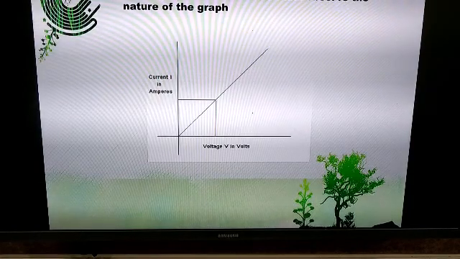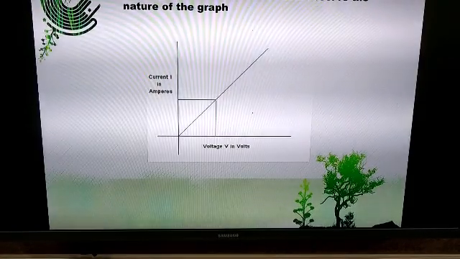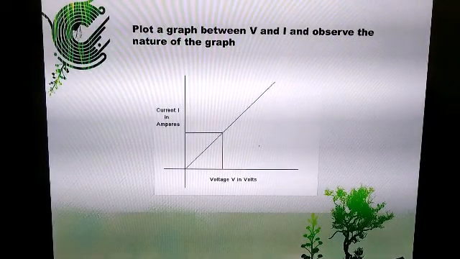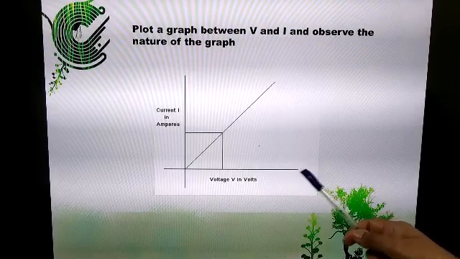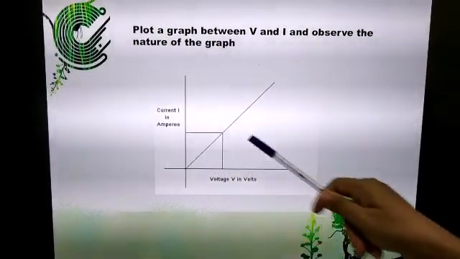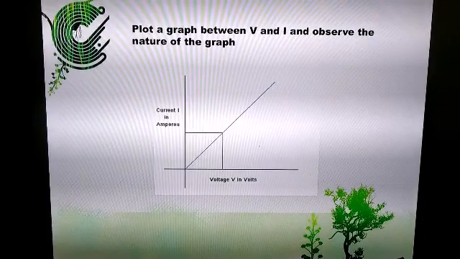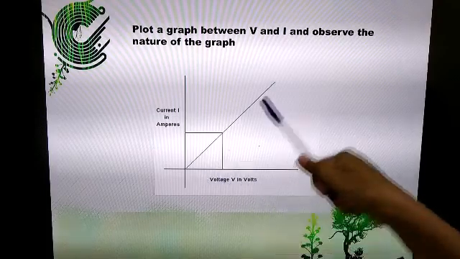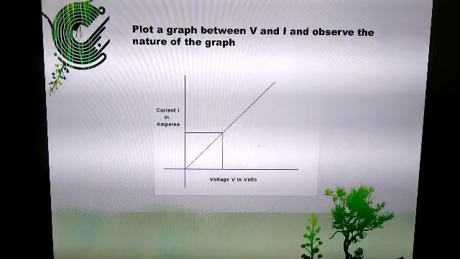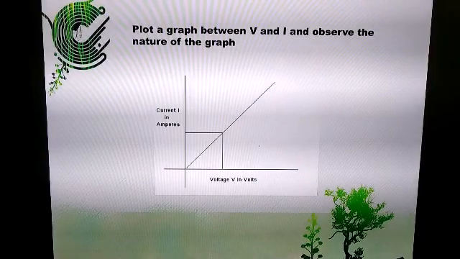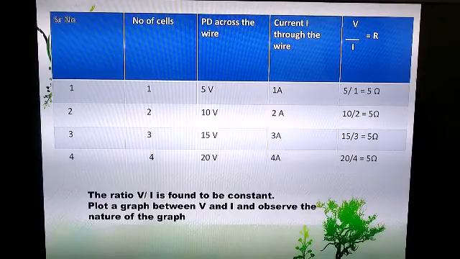we will find that the graph is a straight line which passes through the origin. In this graph, we have taken voltage along the x-axis and current along the y-axis, and the readings which are shown by the ammeter and the voltmeter are recorded in the graph, where you can see that the graph is a straight line passing through the origin. What does it indicate? That V upon I is a constant value.